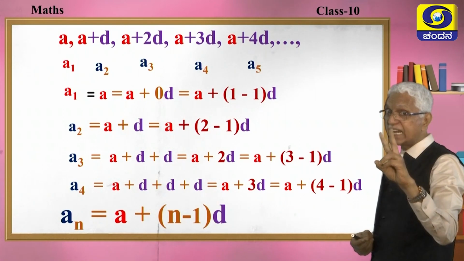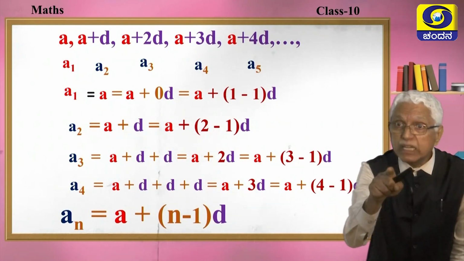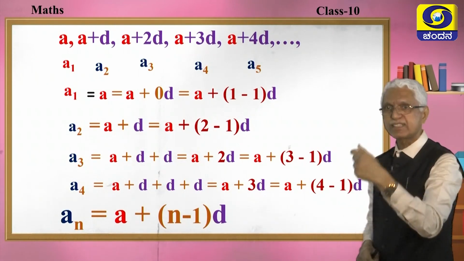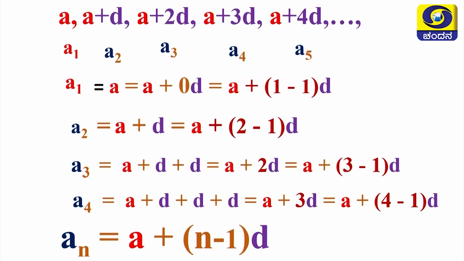2 times you are adding d to get the third term. Beauty. That is a plus 2d. The 2 is written as 3 minus 1. Fantastic. In the fourth term, you have started with the first term a. How many times you have to add d? I added d to get the second term, another d third term, another d fourth term, a plus 3d.